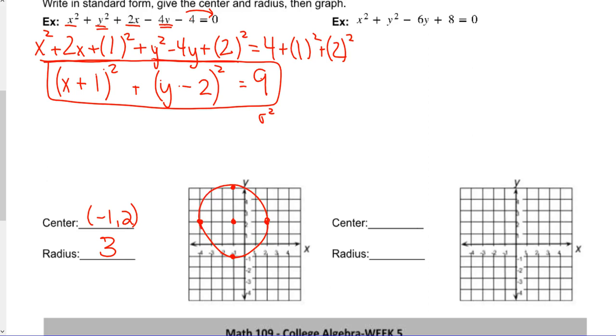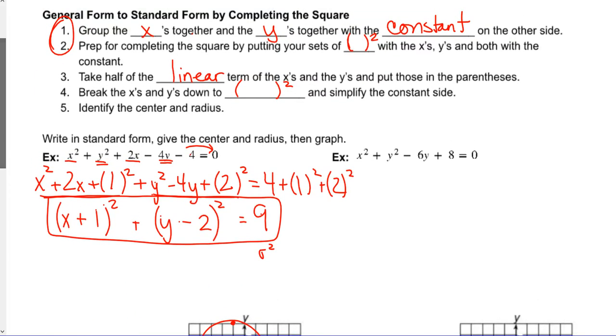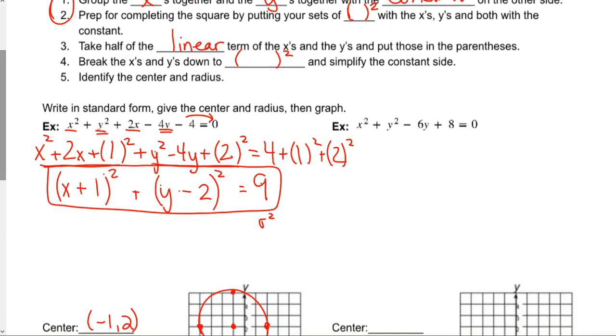I know those steps were very, very quick, but make sure you follow them. Rewatch this again. Group your x's together, prep for a quantity squared. Group your y's together, prep for a quantity squared. Bring your constant to this side and add those quantity squareds again. Force that to be a quantity squared, then extract your center and radius. All right, so let's try this one. Again, we're going to do the same thing: write it in standard form and then give the center and the radius.